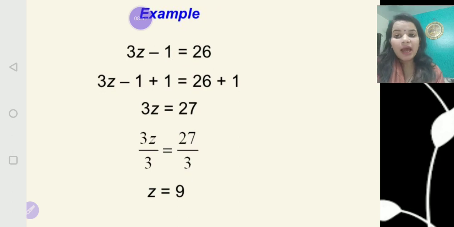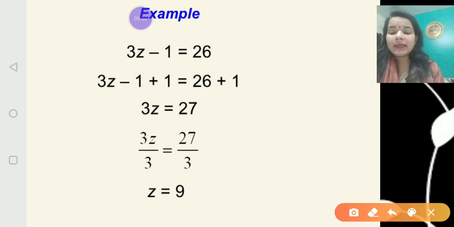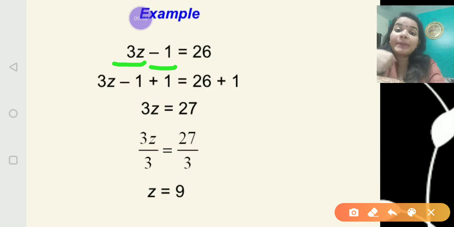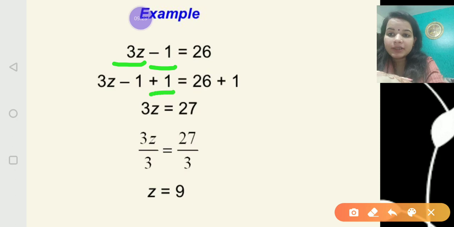Suppose the equation is given as 3z minus 1 equals 26. Here the variable is z. You have to find the value of z. Now here children you can see 3z minus 1. The variable z is written with 3. So you have to isolate it. You have to keep it separate, and minus 1 is written with it. So what will you do? You will do plus 1. You will do the opposite. Whatever is extra you have to cancel it out. So here first minus 1 is extra.